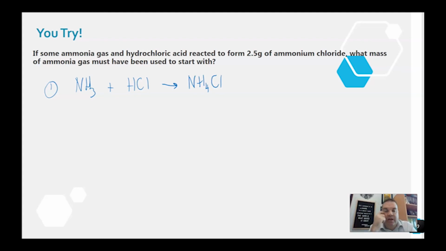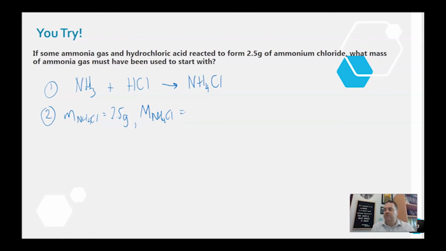But this is the reaction that we're looking at, and the great thing about this one is it's actually already balanced. We've got 4 hydrogens on each side, 1 nitrogen, 1 chlorine, so it's really nice. Then we do what we know. Okay, so from the equation, we've got the mass of ammonium chloride is 2.5 grams.